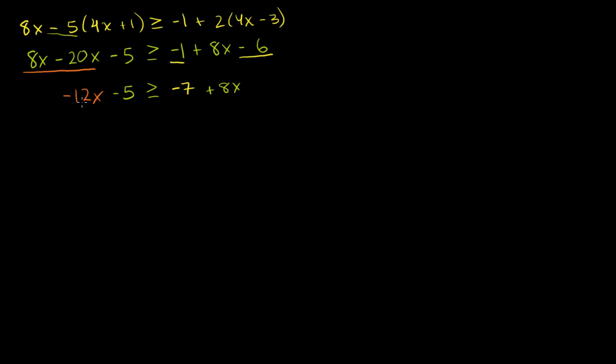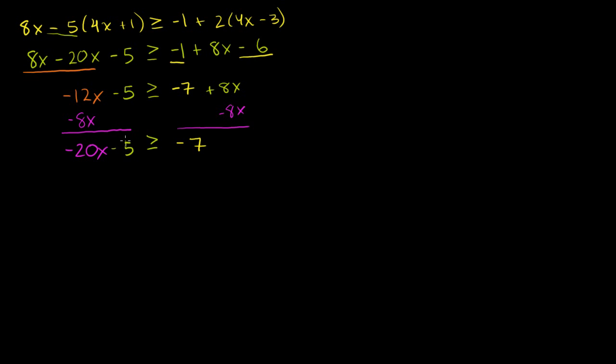Now I like to get all my x terms on the left-hand side, so let's subtract 8x from both sides of this equation. From both sides, I'm subtracting 8x. This left-hand side, negative 12 minus 8, that's negative 20. Negative 20x minus 5. Once again, no reason to change the inequality just yet. All we're doing is simplifying the sides or adding and subtracting from them. The right-hand side becomes, this thing cancels out. 8x minus 8x, that's 0. So you're just left with a negative 7.